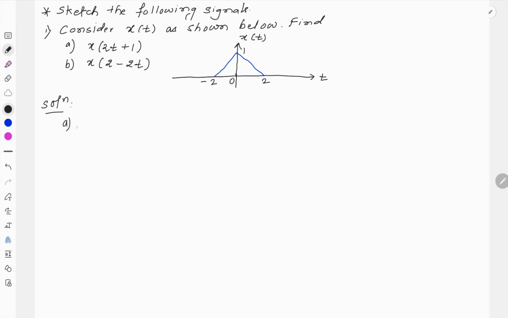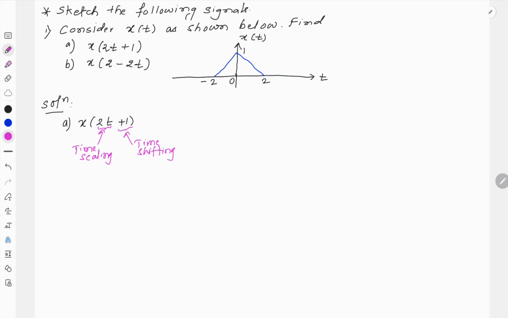So in the A part, we are supposed to find out x of 2t plus 1. In order to understand this operation, let us see what are the different operations involved in this case. So if we consider x of 2t, this operation is called time scaling, and plus 1 is called time shifting. So how are you going to convert your given x of t into x of 2t plus 1? Here we have two operations.